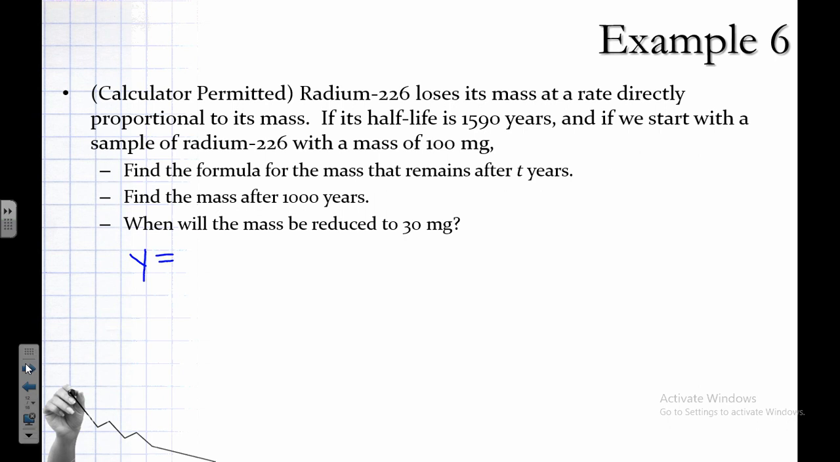Y equals, do we know our initial amount? 100 e to the kt. Now, let's be careful here. Half-life of 1590, so we know the time it takes to get to the half-life. Whether we know the initial amount or not, we can find k. Why? Because we know the half. So we know that the amount divided by the original amount should be half.